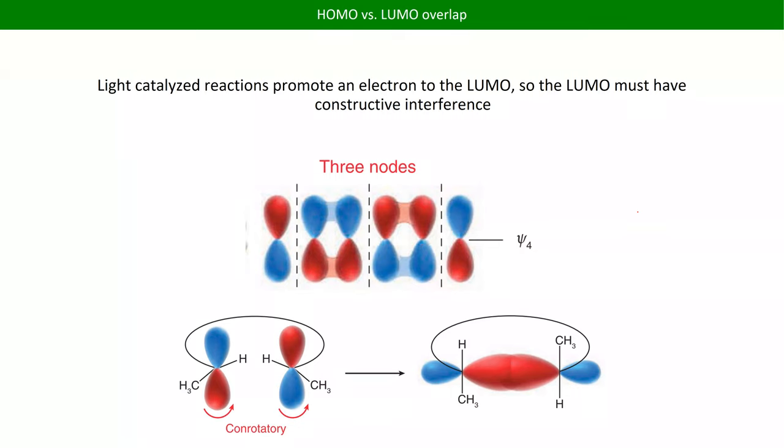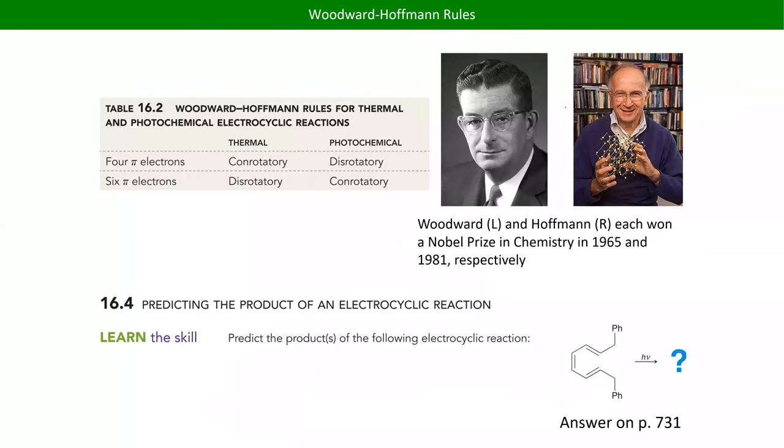And so it depends a little bit on what you start with. Do we start with these metals pointed in opposite directions, or did they start pointing in the same direction? And it depends on how big your pi system is. But it's always going to come back to that: what is the shape of these orbitals? And that's what's known as the Woodward-Hoffmann rules.